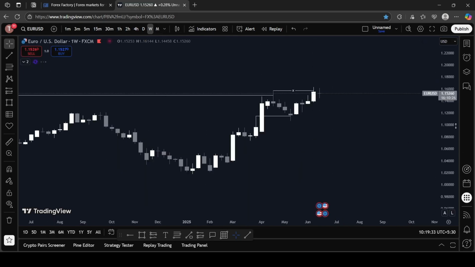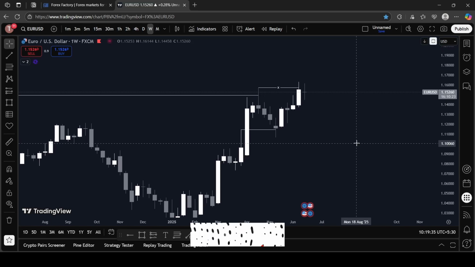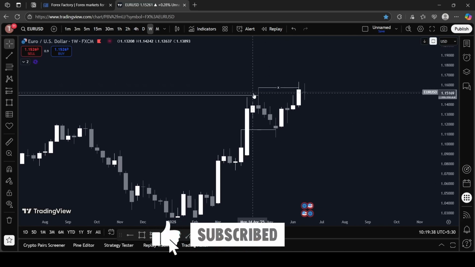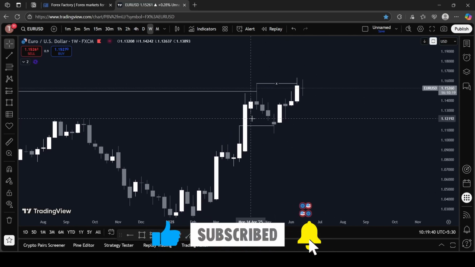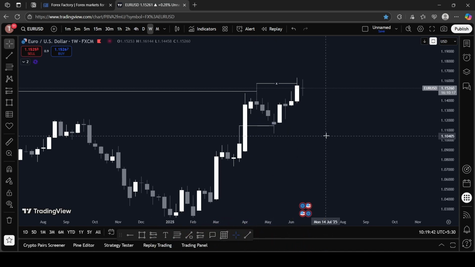As we move into the weeklies, what we can see is that the weekly also swept the previous swing, but we respected this FVG, which means that there is still a bullish trend in the market right now. So let's move to the dailies now.